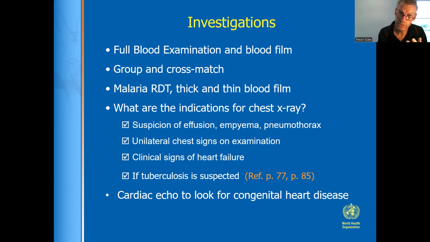If a child's got unilateral chest signs on examination, it's important to know whether they've got lobar pneumonia or to rule out that they've got an effusion or an empyema or a pneumothorax. If they've got clinical signs of heart failure, you'd want to know how big their heart was and how bad their pulmonary congestion was. Or if you suspected tuberculosis, you might want to do a chest X-ray that would help you with that. It wouldn't rule in or rule out tuberculosis usually, because the changes of tuberculosis are often similar to the changes of other forms of severe pneumonia.